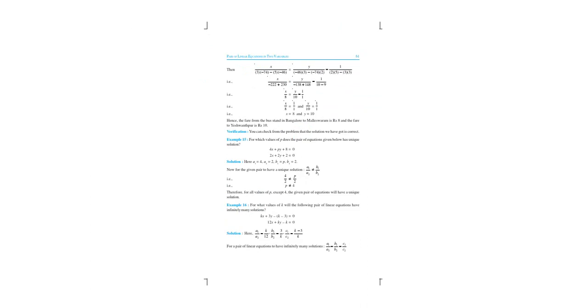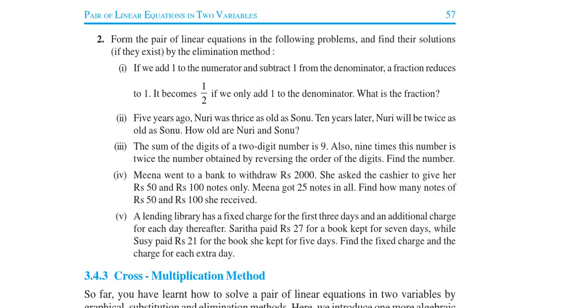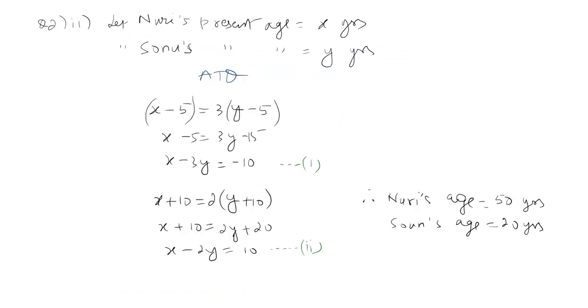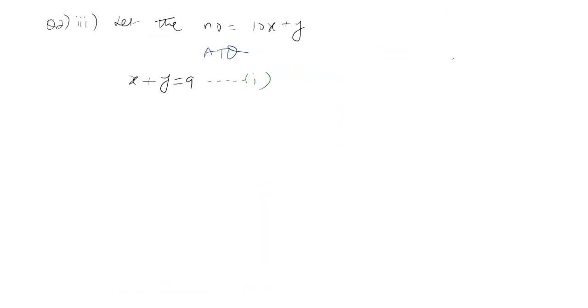Let's see the second equation. So the first equation is sum of digits is 9, so that we have done. 9 times this number is twice the number obtained by reversing the order of digits. So what is reversing the order of digits? I'll explain here. If the tens place digit is x and unit is y, then if I reverse it, the y will come in place of tens and x will go in place of ones. So the number will get reversed.